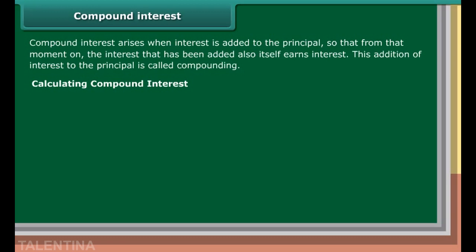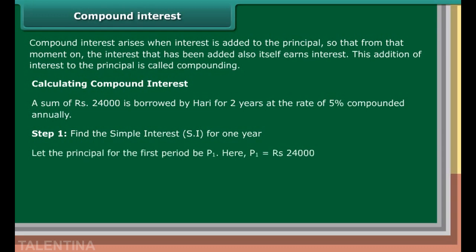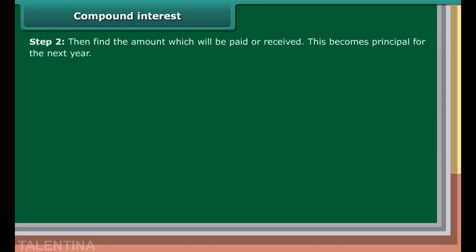Calculating compound interest. A sum of rupees 24,000 is borrowed by Hari for 2 years at the rate of 5% compounded annually. Step 1. Find the simple interest, SI, for 1 year. Let the principal for the first period be P1. P1 is equal to rupees 24,000. SI1 is equal to SI at 5% for the first year, which is equal to rupees 24,000 into 5 upon 100, which is equal to 1200.